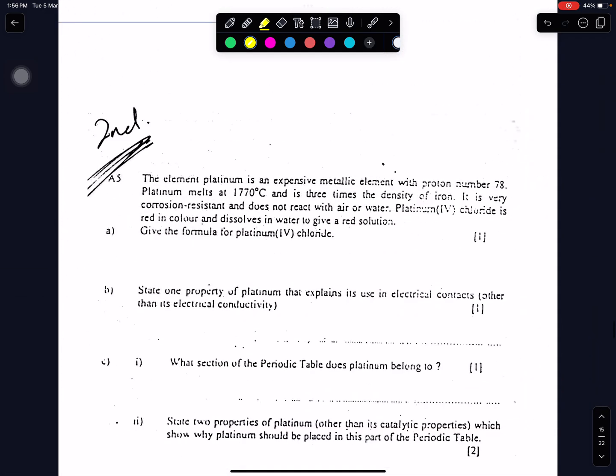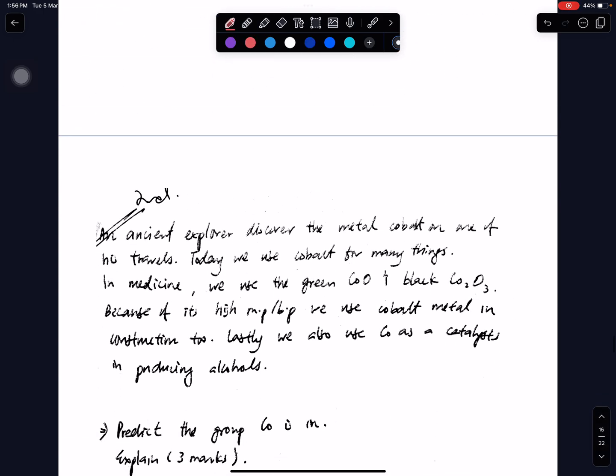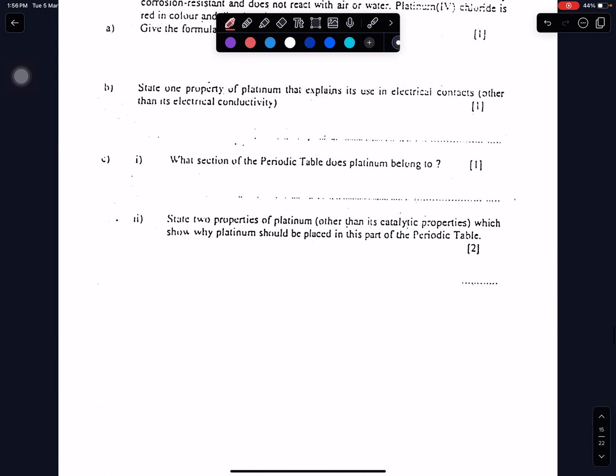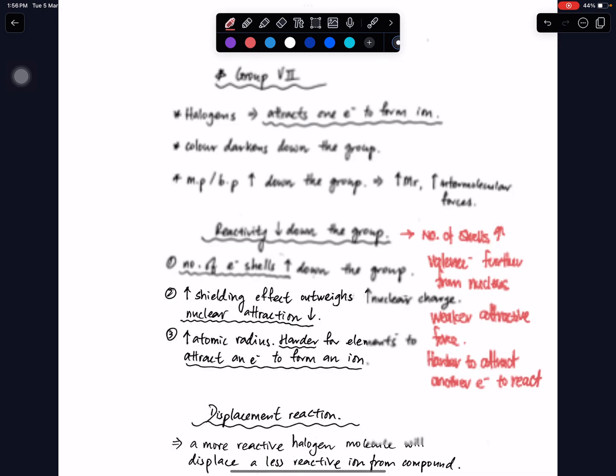Help me to try the 2 open-ended questions here. This is on page 15 and page 16. Once you're done, let's go back and go through the halogens.